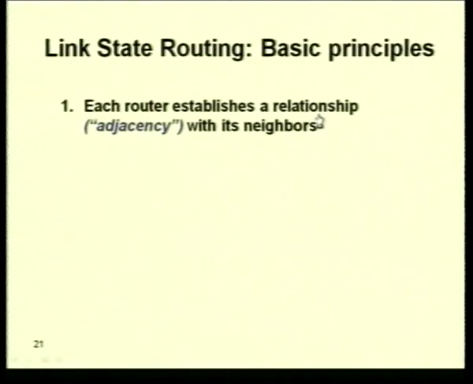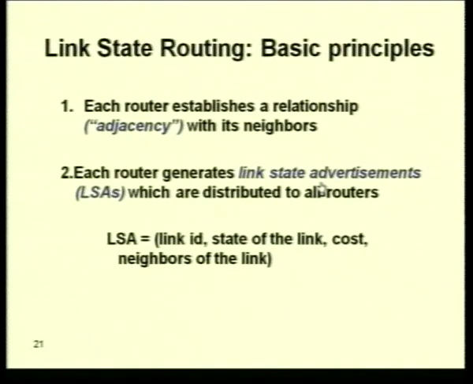So the basic principles that we have in link state routing are as follows. Each router, as I said, establishes a relationship with its neighbors, that is, it finds out who its neighbors are. Adjacency with its neighbors is what it finds out. Then each router generates what are called link state advertisements or LSAs, which are distributed to all routers. So what does this LSA normally consist of? It consists of a link ID, state of the link, cost and neighbors of the link. So this information is what is sent in this LSA packet.